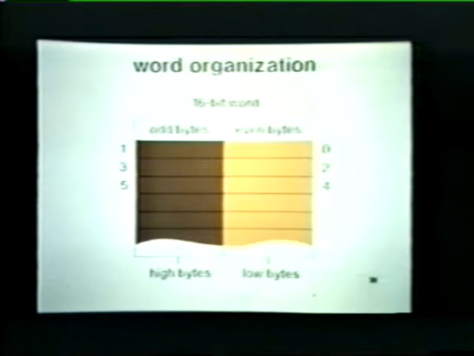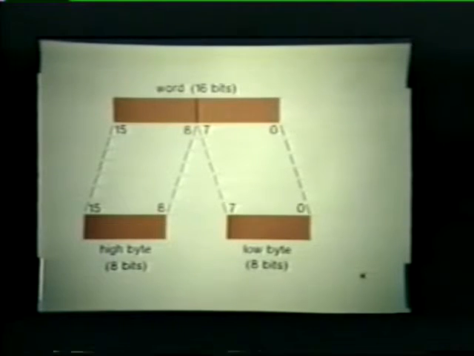To obtain words, we combine pairs of odd and even-numbered bytes as shown here. Thus, bytes 0 and 1 form one word, bytes 2 and 3 comprise a second word, and so on. Note that we call the odd-numbered bytes high bytes and the even-numbered bytes low bytes. Thus, each word consists of a high byte and a low byte.